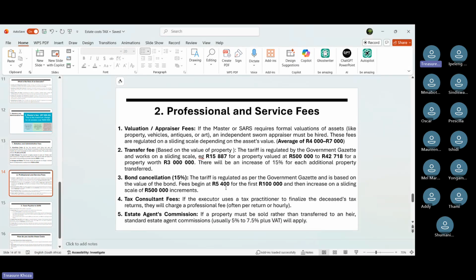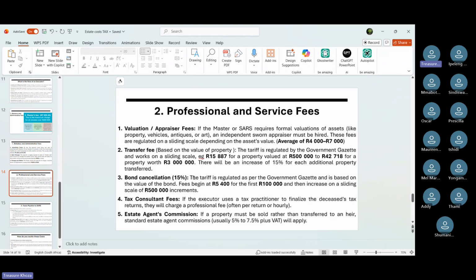The second item in professional service fees is transfer fees, for those of you who own a property. Based on the value of the property, the tariff is regulated by the Government Gazette and works on a sliding scale of 15,887 for a property valued at 500,000, up to 42,718 for a property worth 3 million. There will be an increase of 15% for each additional property transferred.